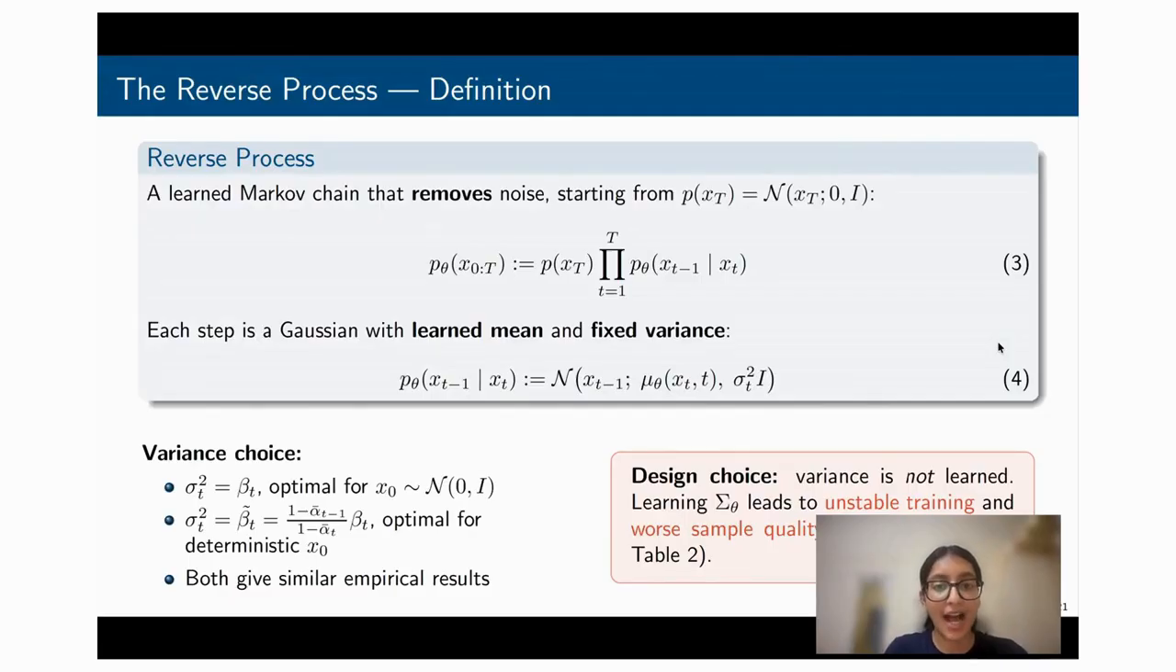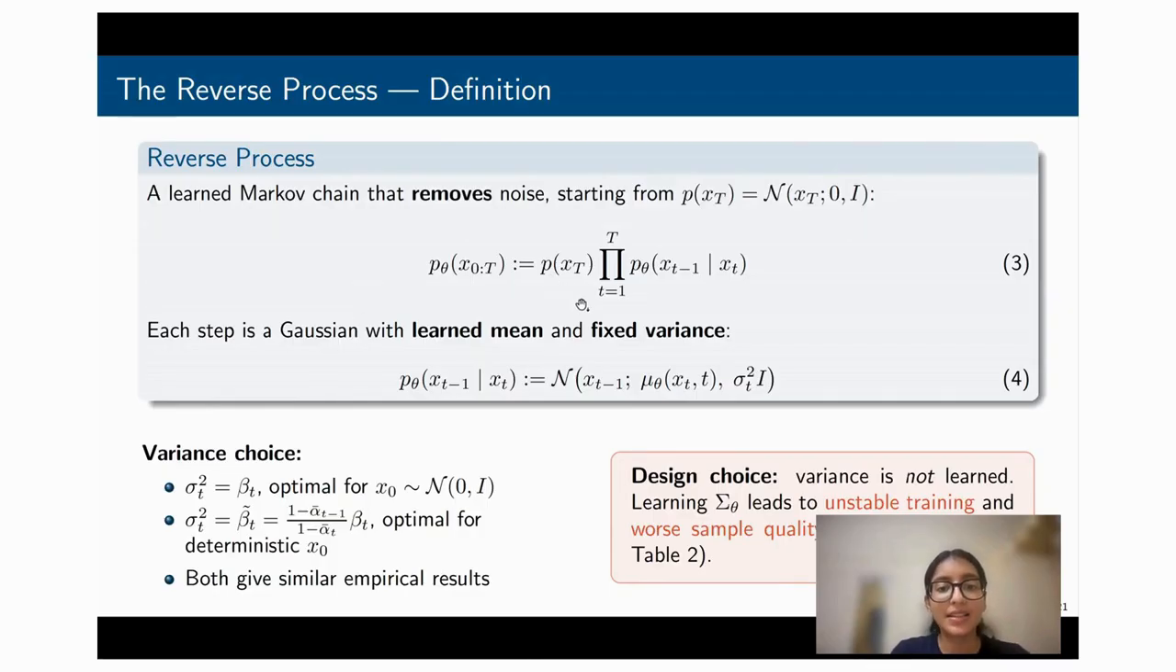Now, for the part we actually learn. The reverse process p theta is also a Markov chain, but this time it runs backward from pure noise toward a realistic image. Each reverse step is modeled as a Gaussian. Given x at time t, produce a distribution over x at time t minus 1, parameterized by a learned mean mu theta and a fixed variance sigma t squared times the identity.